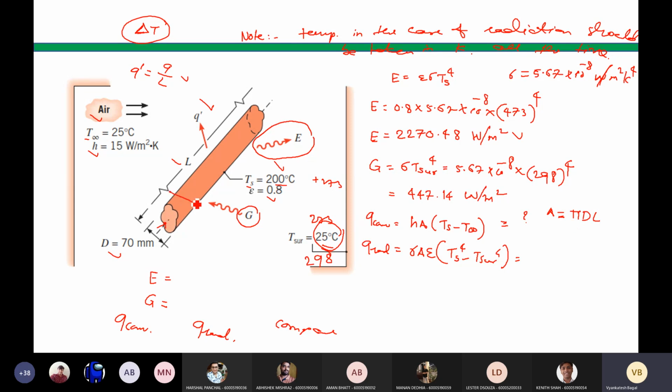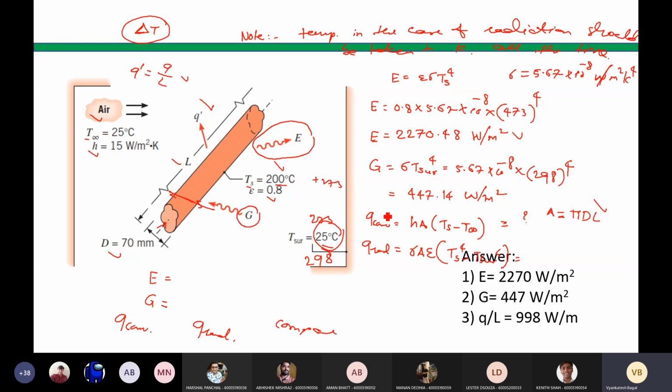Pi by 4 d square is the cross-section area of the cylinder or tube, right? Look at the direction. This is the radial heat convection. Convection is taking place in the radial direction. If you open this cylinder, this is the area available for heat transfer to the surrounding. So remember, the area is pi d L and not pi by 4 d square. Now you can take L on this side and say Q by L, or just put L as 1 meter and find out the convection and Q. The answers are given on the screen. You can check.